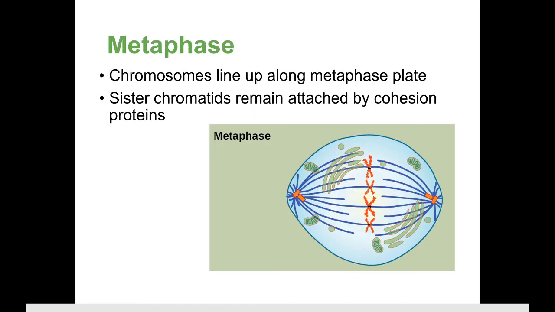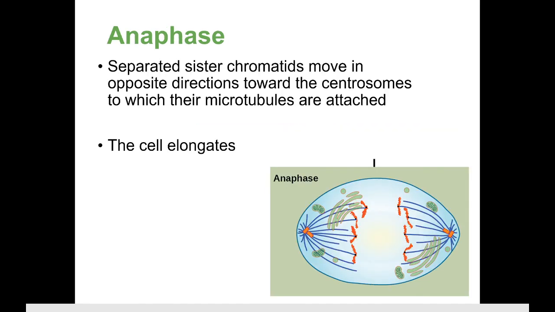But sister chromatids remain attached by cohesion proteins. At this point, there is a protein in the center of those two sister chromatids that are holding them together. They will not hold it together for much longer, though, because in anaphase, you separate those sister chromatids in opposite directions towards the centrosomes.